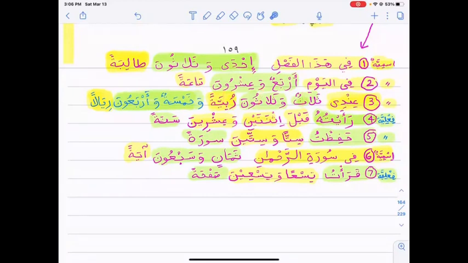Raituhu qabla. Raituhu, now qabla is a zarf, becomes mudaf ilayh. Qabla isnataini wa ishrina sanatan. I saw him about 22 years ago. Isnataini. Why isnataini? Because this is mudaf ilayhi majroor. Ishrina also same, mudaf ilayhi majroor.